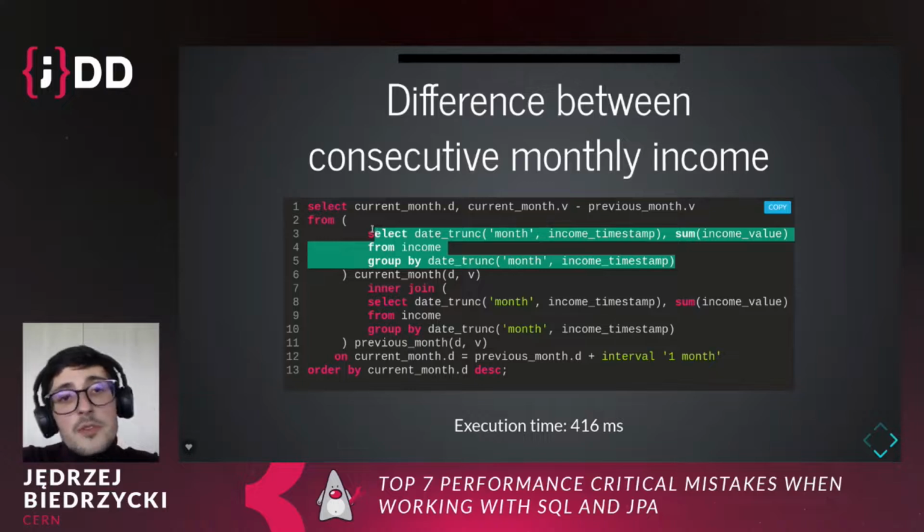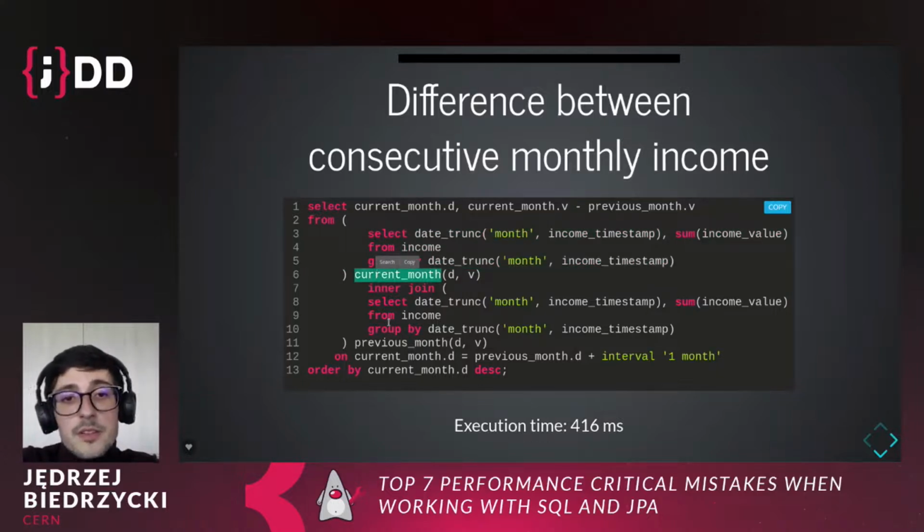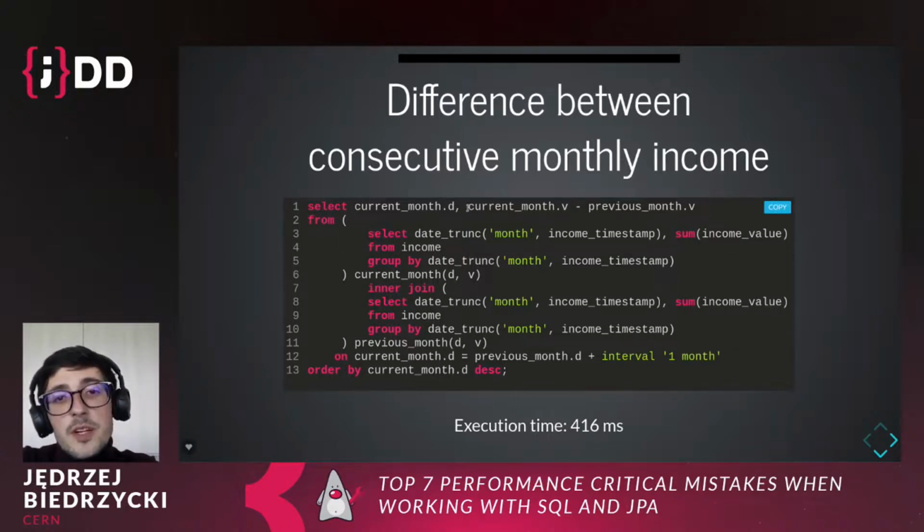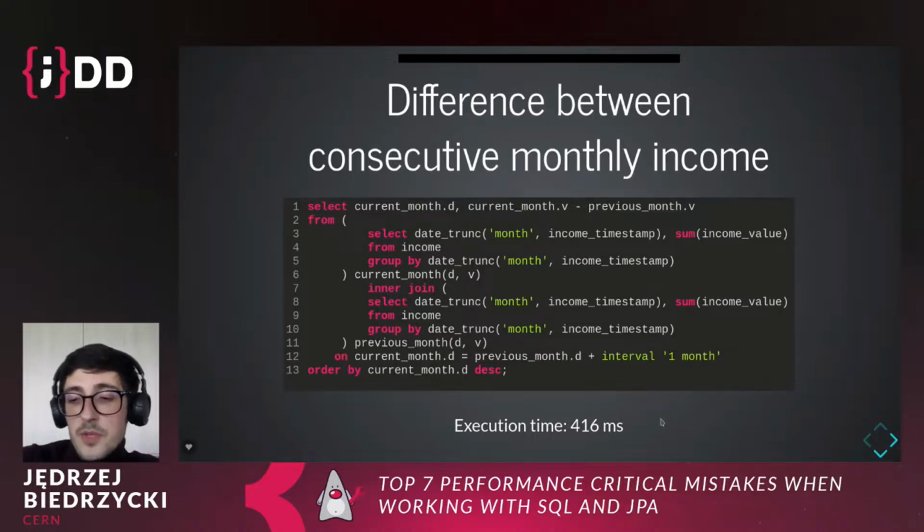We have this view for a current month and then the same for the previous month. Let me just say that the current month is 1 month after the previous month. And then for each month, we just calculate the difference between current month value and previous month's value. The execution time is 416 milliseconds.